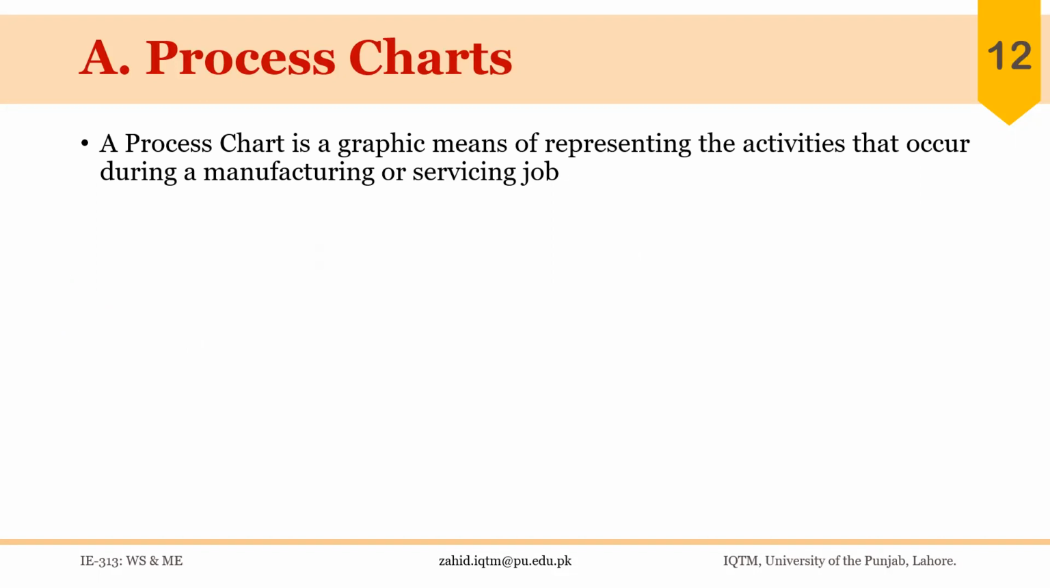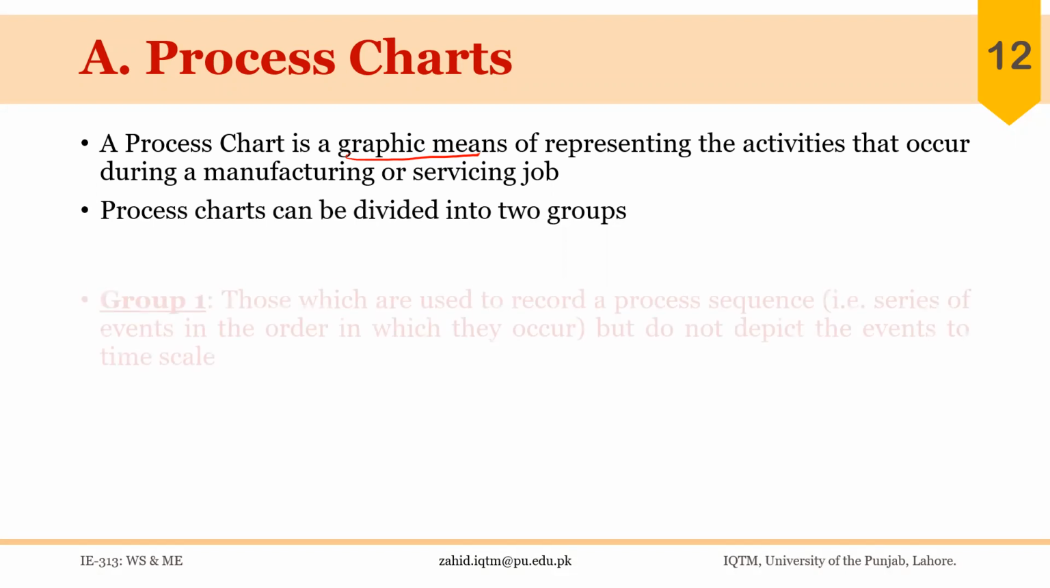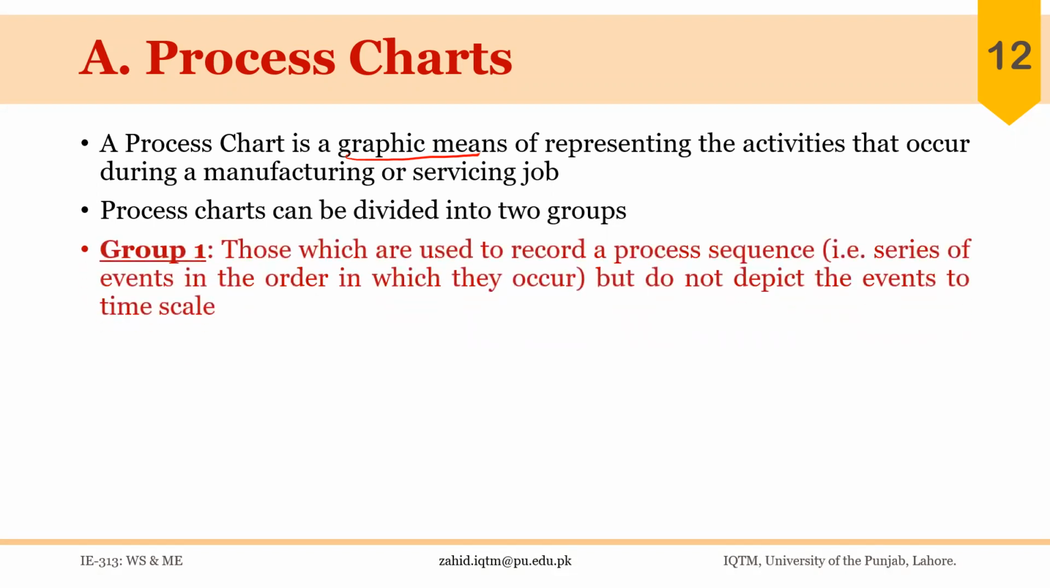First, process charts. A process chart is a graphic means of representing the activities that occur during a manufacturing or servicing job. Process charts can be divided into two groups. In group 1, we have the charts that are used to record a process sequence, that is series of events in the order in which they occur. But these charts do not depict the events to time scale. So events are not drawn according to time scale.